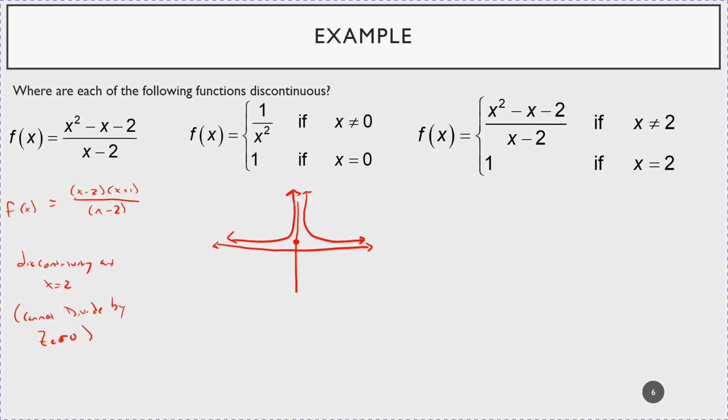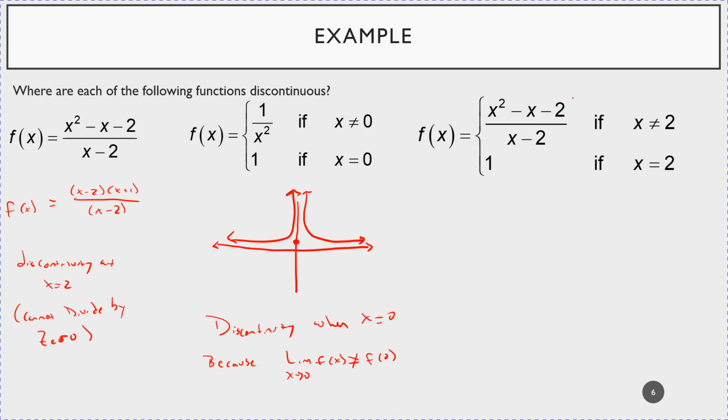So it's like, look, from the left and right, it's increasing without bound, right? So there's definitely a jump. So even though the function here is defined when x is equal to 0, there's still discontinuity when x is equal to 0. And again, you can just see this because the limit as x goes to 0 of f of x does not equal f of 0. And you get the same thing over here, right?